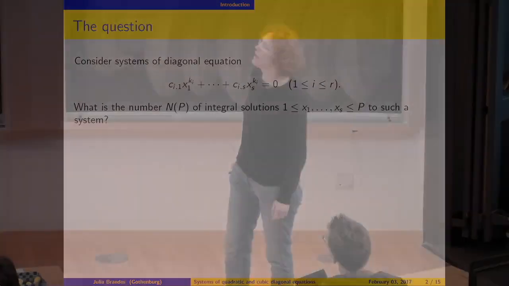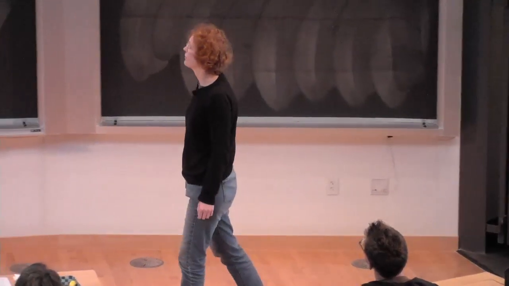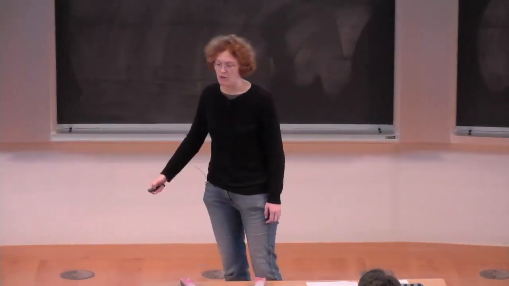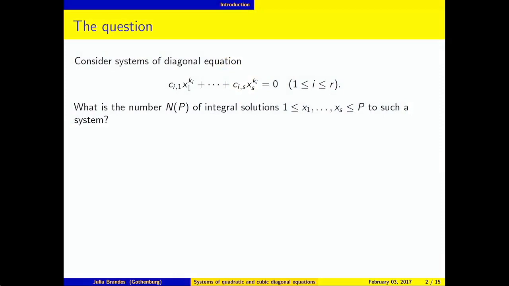The general question is, if we have a system of diagonal equations, we've got some here, each equation is homogeneous, but we may have a range of different degrees. We can have degrees that occur often, others that don't occur at all. So what's the number of integral solutions to systems of this kind?